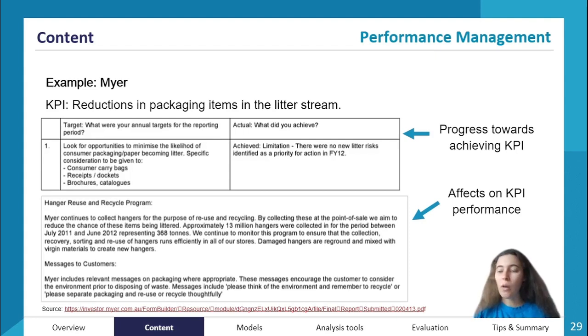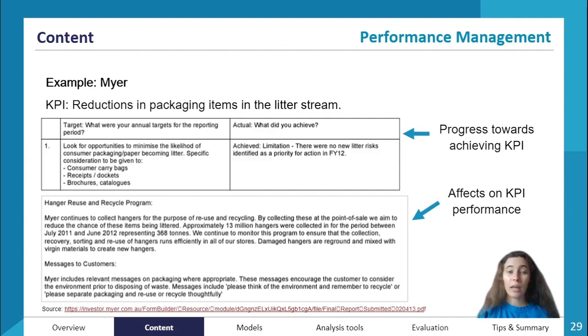So let's have a look now at an example of a KPI. This is an older example from Maya from a number of years ago, but it still shows us an example of how you can track your performance and what kind of impacts KPIs have and how they are achieved. So for Maya, their KPI in this case was reducing the packaging items in the litter stream. So this is reflecting that move towards sustainability.